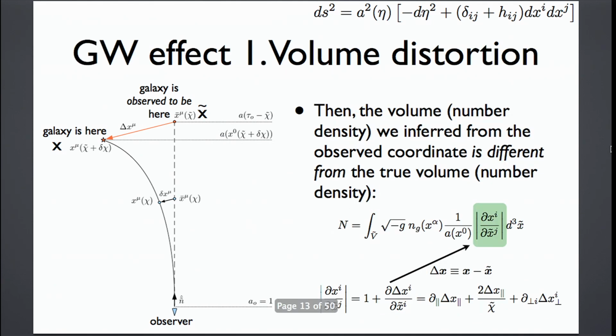And because of this distortion, we have the first effect. The first effect is the volume distortion. Because the coordinate here, the charting here, is different from the original coordinate, we have distortion in the volume. The volume that we observed is different from the volume out there. So that introduces a first volume distortion effect that can be calculated by requiring that the number of galaxies inside of the observed volume is the same as the number of galaxies inside of the intrinsic volume.